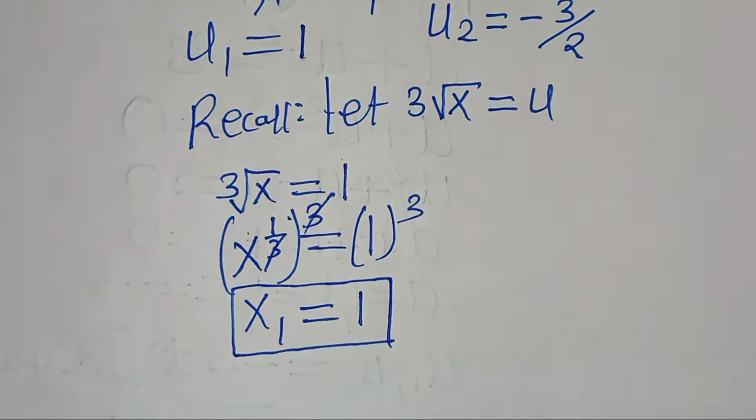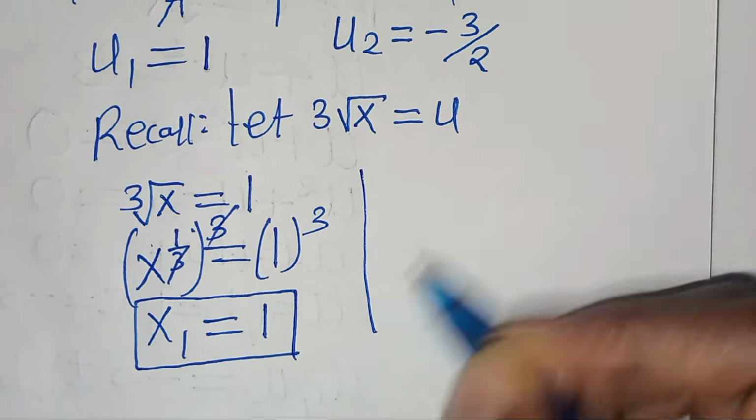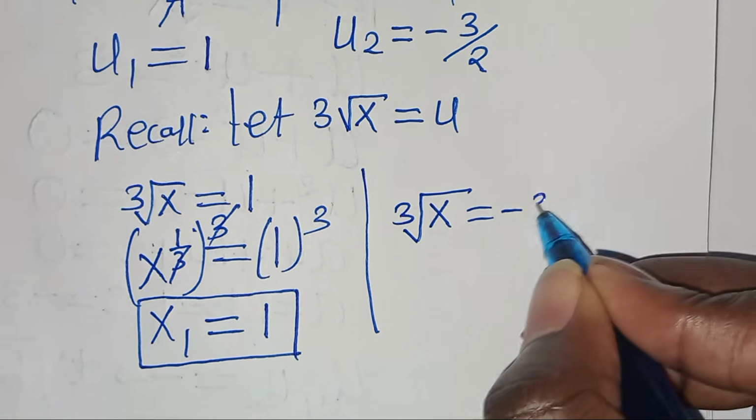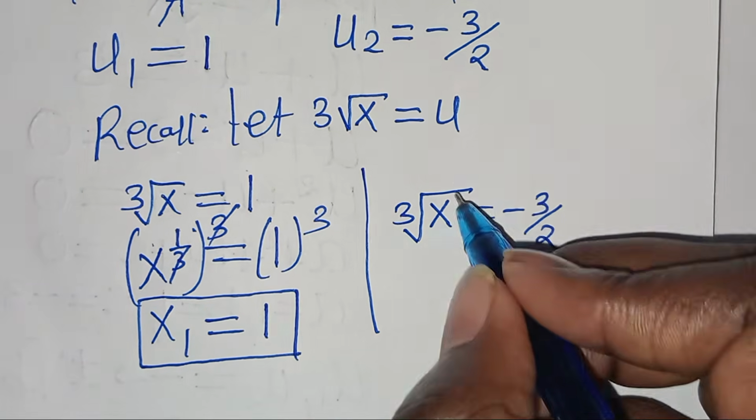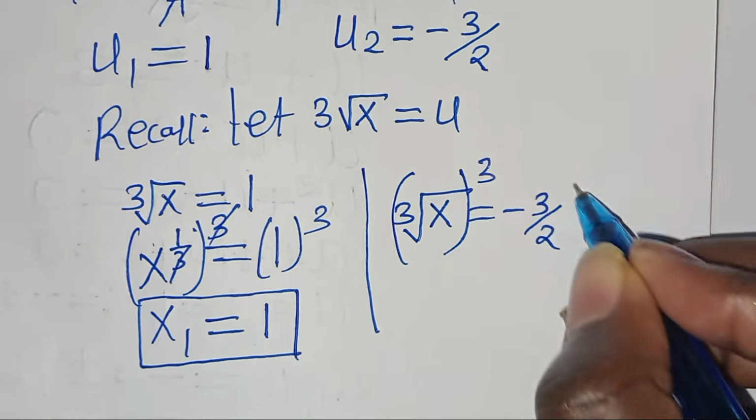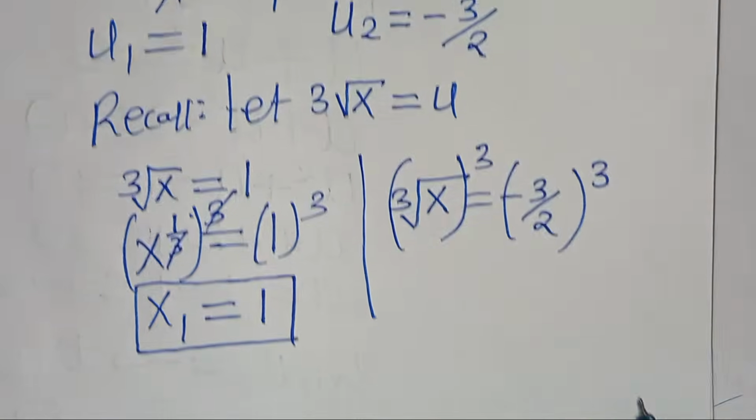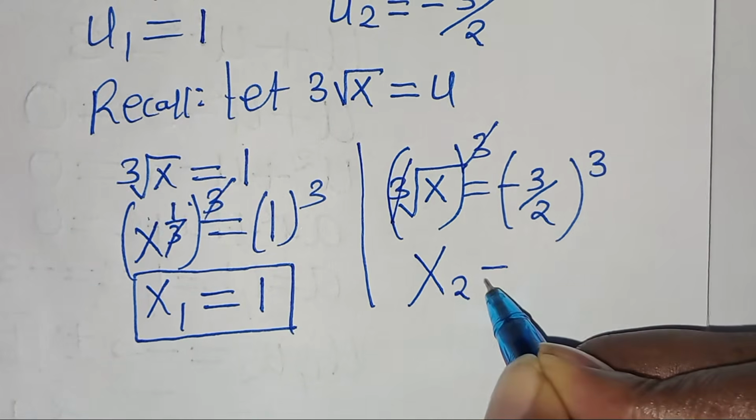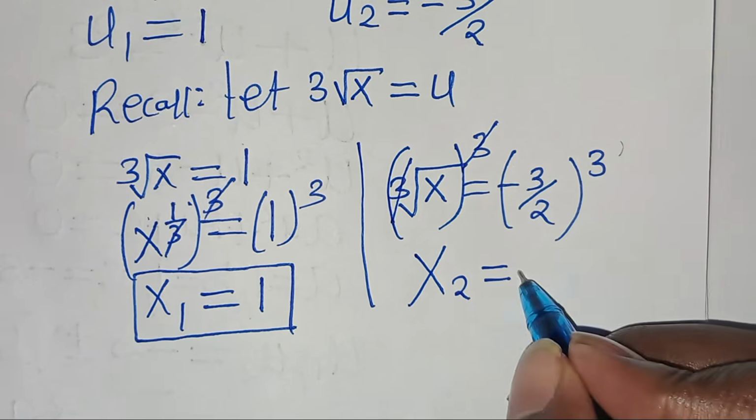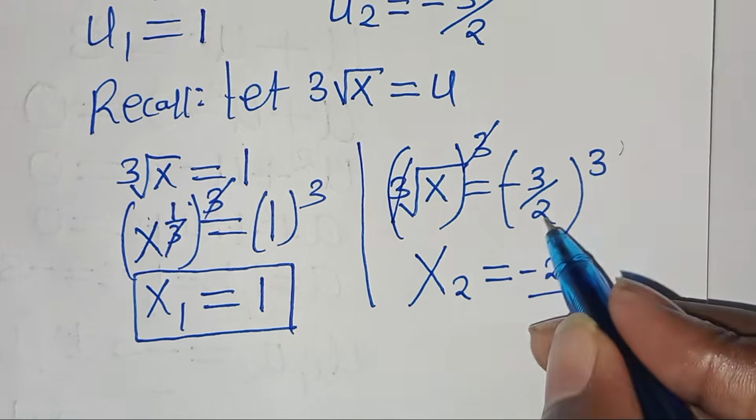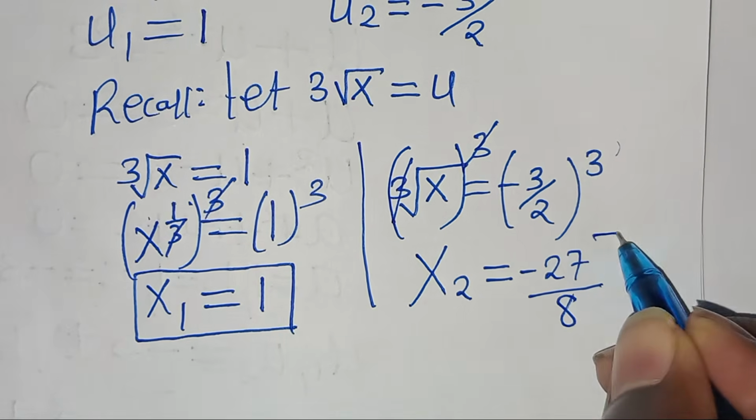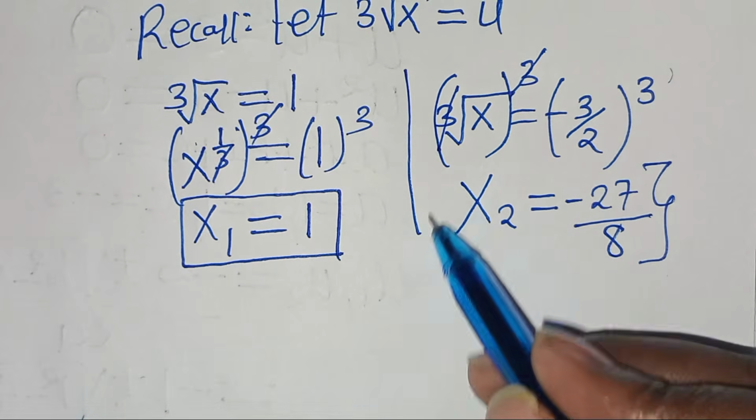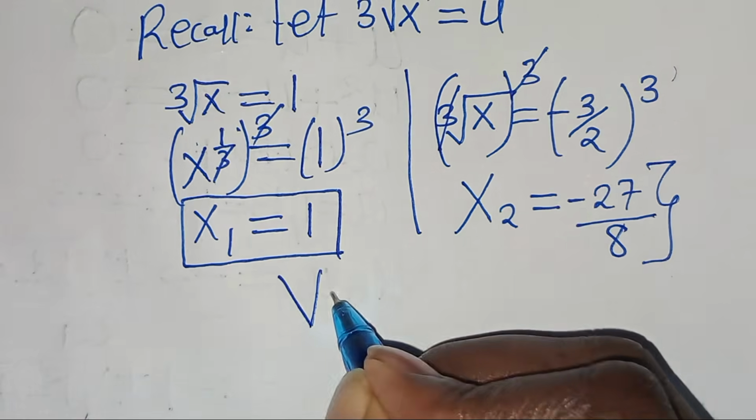Now again, we have the cube root of x equal to minus 3 over 2. So let's raise to the power of 3 on both sides, so that we eliminate the cube root sign. Then x2 is equal to minus 3 to the power of 3, which is minus 27, divided by 2 to the power of 3, which is 8. This is the value of x2. Now, the next step is to verify. So let's verify.